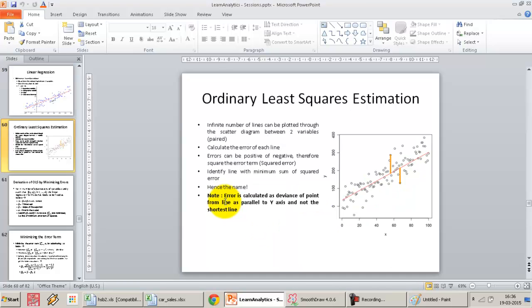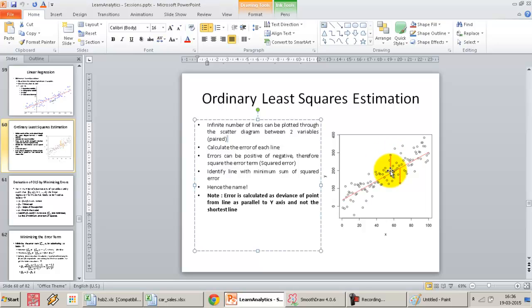Why do we call it ordinary least squares? Because we try to estimate a line between the two variables which minimizes the total error term, or the sum of squared errors. Hypothetically, in a two-dimensional graph, we can have an infinite number of lines plotted between the two variables. An error is the difference between the value of y as predicted knowing the value of x and the actual value of y. This yellow line drawn here is the error term for each of the observations.